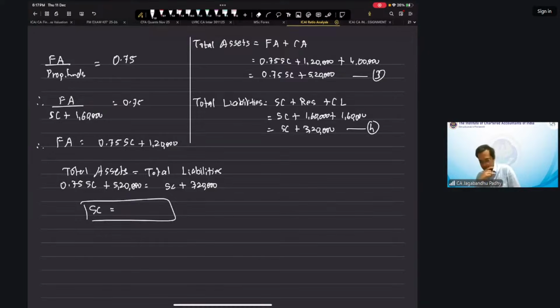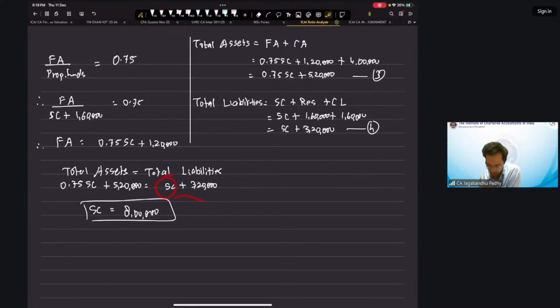What's the share capital, guys? So you bring all the share capital on one side. So you have 320 coming this side, 520 coming this side and getting subtracted. So we have 2 lakh, and this going on the other side, that's 0.25. So 2 lakh. So share capital is how much, guys? 8 lakh, right? So the share capital is 8 lakh, right?